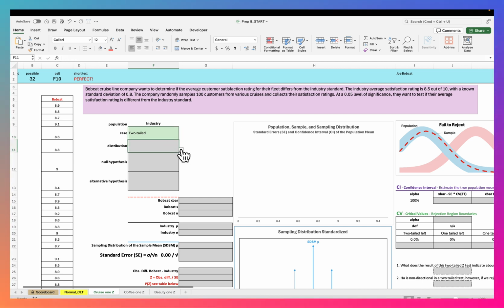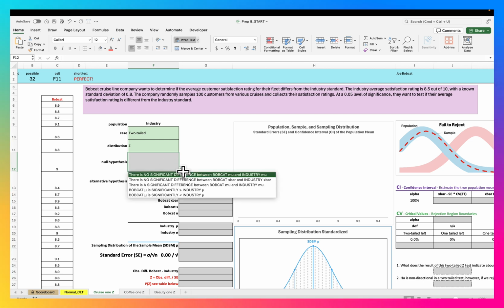The distribution, since we told you it was a Z test, the distribution is Z. That's also mentioned here on all these tabs. Down the road, you'll have to guess a little bit more because we will have Z's and T's mixed in. But for now, just Z's.